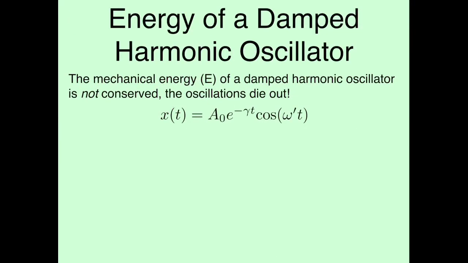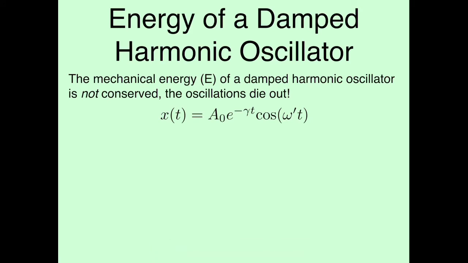So now let's get into some of the energy considerations when it comes to damped harmonic motion. If we don't have any damping, no friction, no air resistance, then the total mechanical energy, E, is going to be conserved. But of course, if we do have damping, then energy is not conserved, okay? Because the oscillations are dying out. That mechanical energy is being lost, and it's being converted to things like heat.